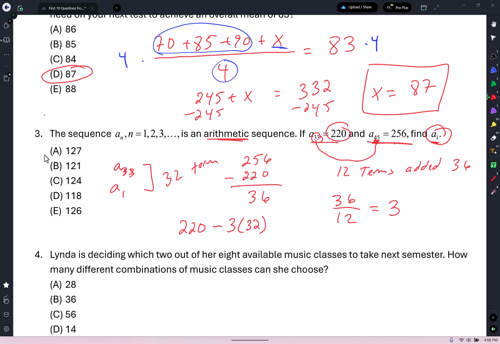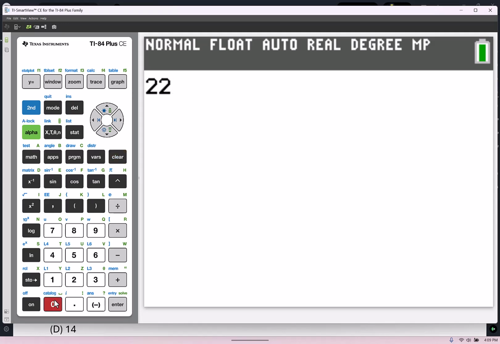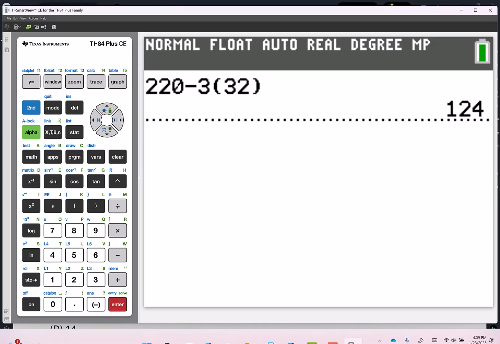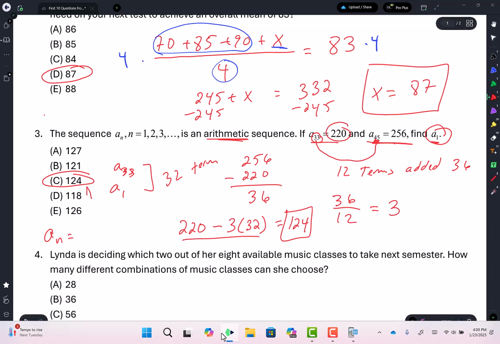Does that make sense? All right, so I'm going to take my calculator. I'm going to go 220 minus 3 times 32. And I got 124. But hold on, I just want to make sure that that is the correct answer. I'm pretty sure it is, but let's find out. I'm going to write A sub n equals, and, not 220. If I'm going to call this my first one, I'm going to go 124 plus 3 times n minus 1. Okay, perfect.